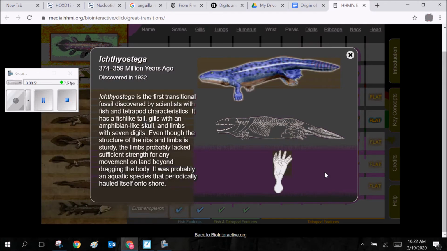Ichthyostega. Dude, that looks like a cool little thing. I'd like to have that thing as a pet. It'd be kind of neat. It's like a mix between a dog and a crocodile. Looks like a Pokemon.